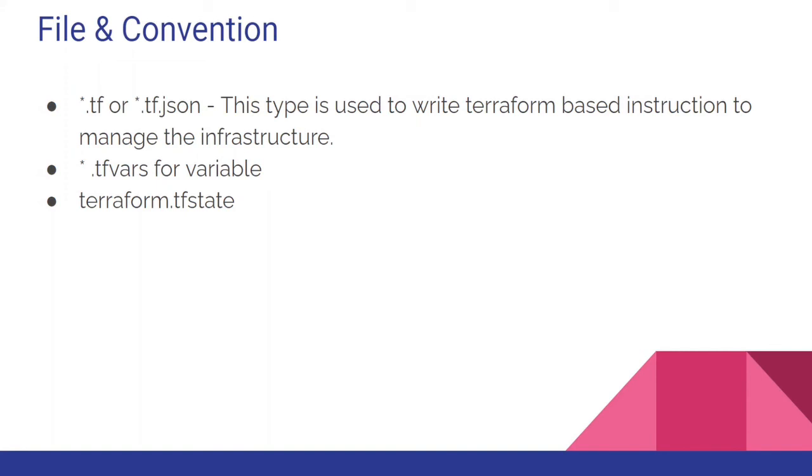.tfvars is basically used for having information about variables. There are multiple ways to do it, but if you're using .tfvars, it means you have provided the values respective to your variables. The third one is .tfstate. When Terraform starts executing for the first time, it creates the terraform.tfstate.